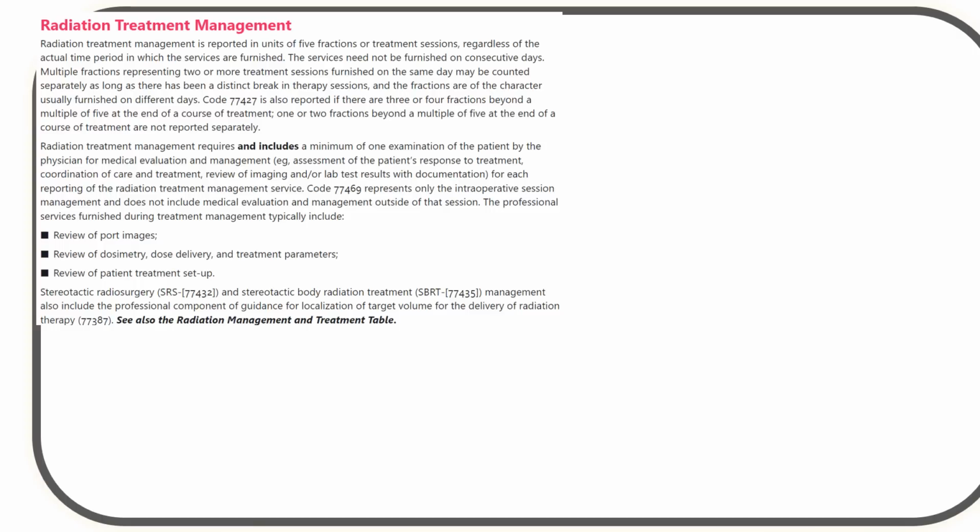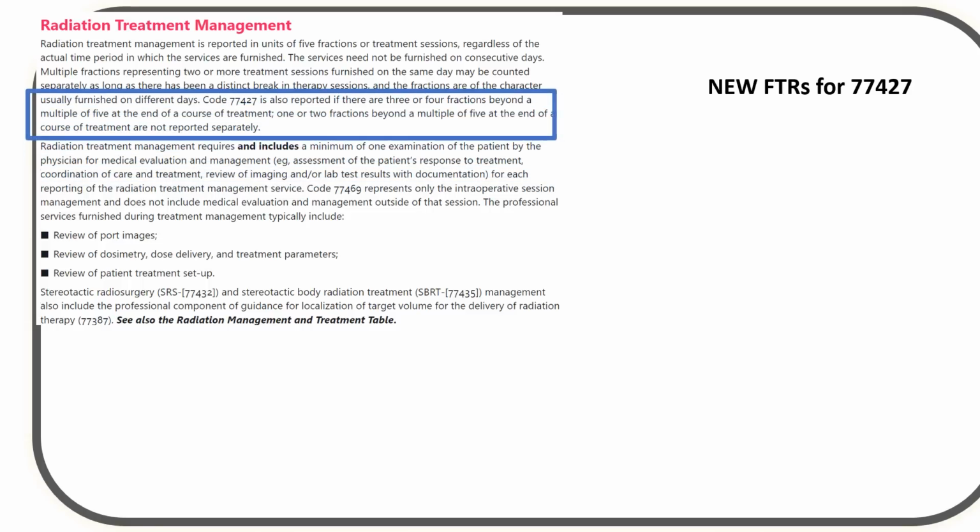All right, let's go ahead and visit the guidelines. Just know that these radiation treatment management codes are reported in units of 5 doses, 5 fractions, 5 treatments, so in multiples of 5. It's when you get to coding more than 5 that it gets a little different. I never want to say something is difficult. It's a little different. Here is the language that CPT is giving us, and this is the actual guidance.